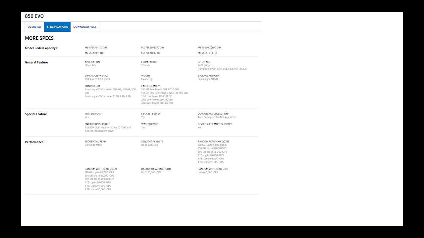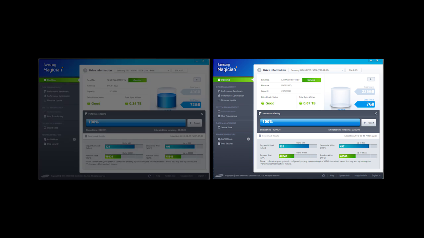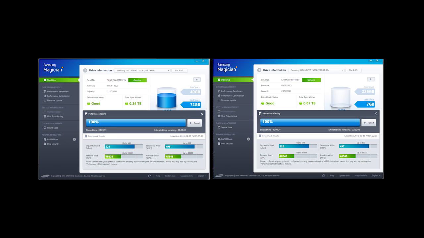Now let's take a look at the benchmark test. Here's where things get a little interesting. When we take a look at the 750, you can see that sequential read is at a benchmark of 521 megabytes per second and a write speed of 495. The IOPS read is a little over 49,000, and the random write is almost 46,000.